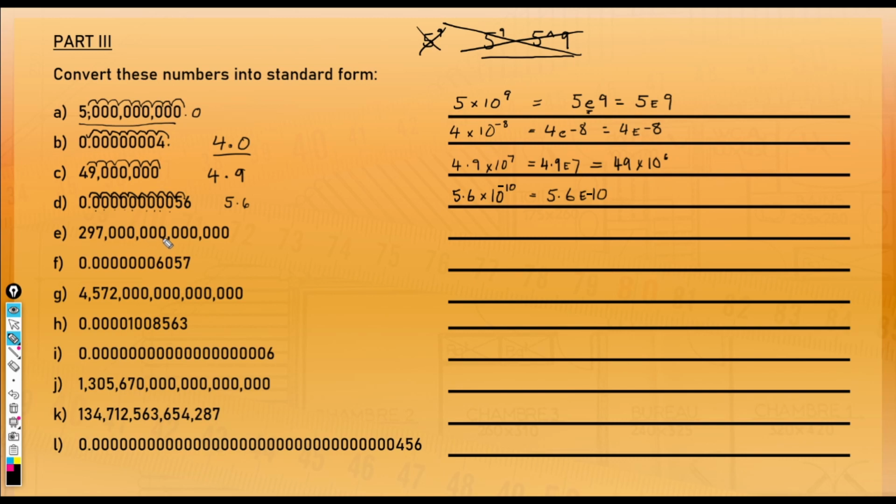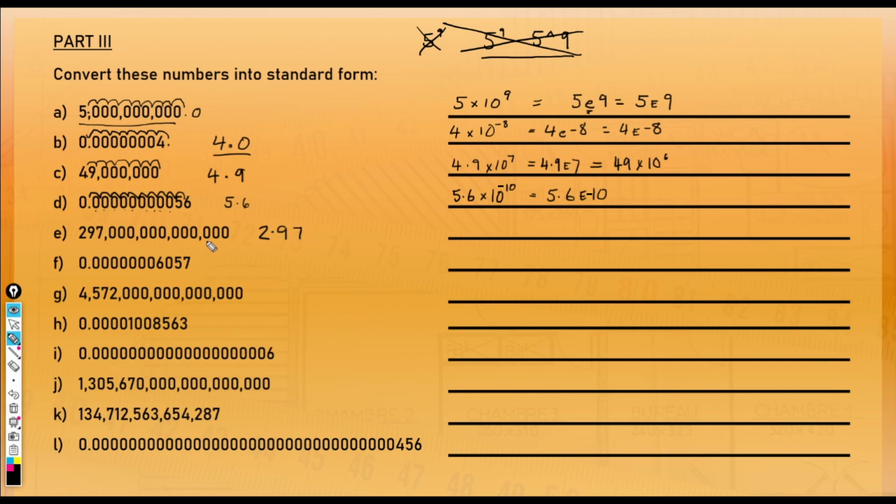Okay, so now we have 297, and then 1, 2, 3, 4 sets of 3 zeros. Now, 3 sets of 3 is a billion. Add another set of 3, and that is a trillion. So this number is 297 trillion. So if we were using named orders of magnitude, it could be 297 tera units. But here we're doing standard form. So it's going to be 2.97.